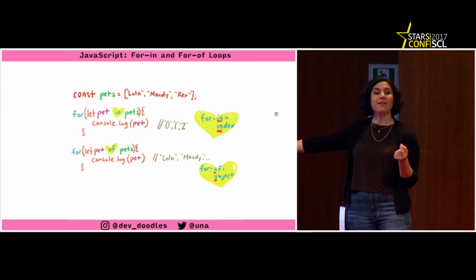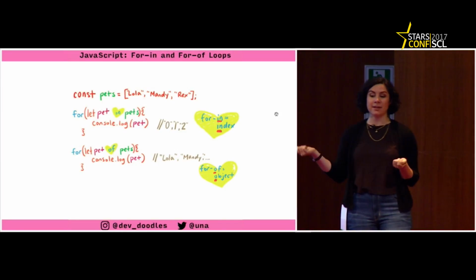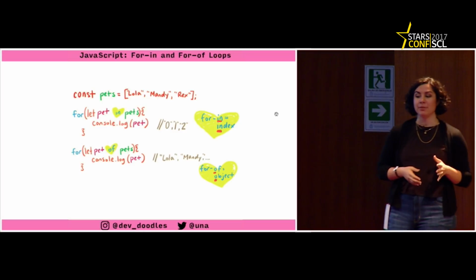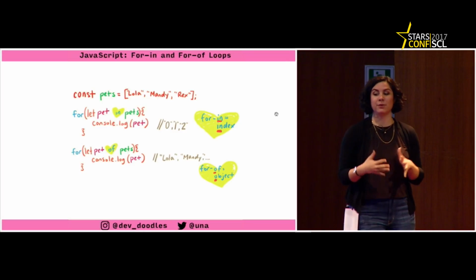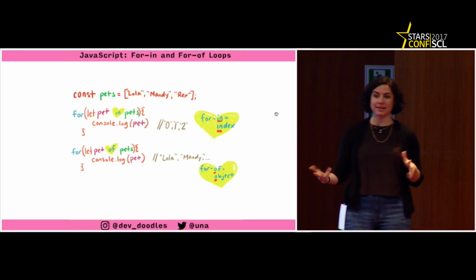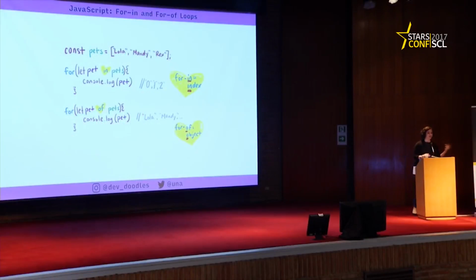If you have for of loops, like for let pet of pets, you get the object itself. So you will console log all the pets. You get Lola, Mandy, Rex, the pets that I have in the index. So for in is index, for of is object. It doesn't always have to be an object, but it kind of helps you get the idea across versus for in.